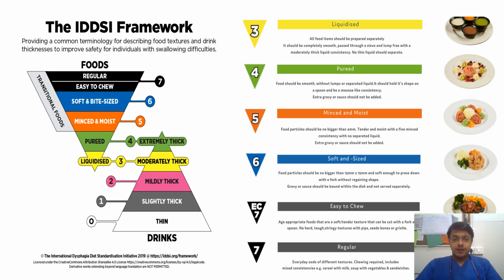The International Dysphagia Diet Standardization Initiative has given various scales for the thickness of liquids and foods. For example, liquids are graded from 0 to 4, from thin to extremely thick, and foods are graded from 3 to 7, that is liquidized food to a regular consistency of food, and these can be varied according to the patient's requirements.